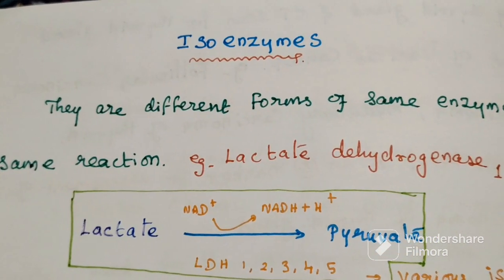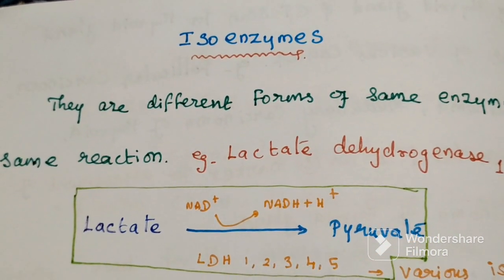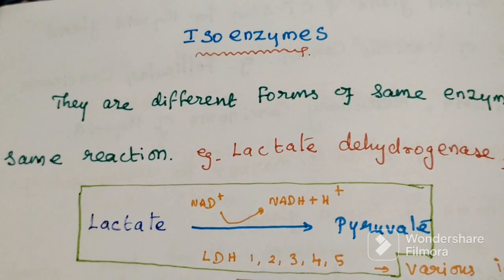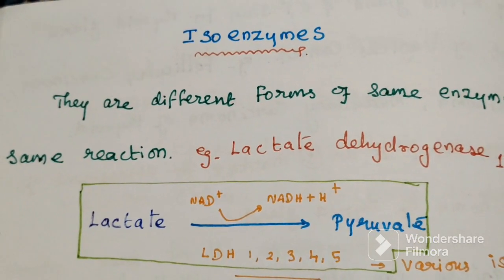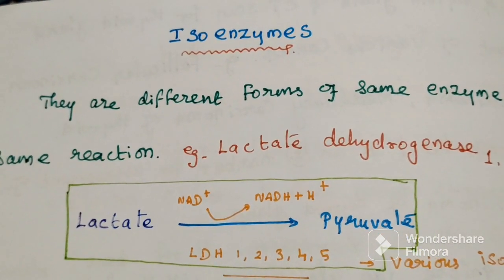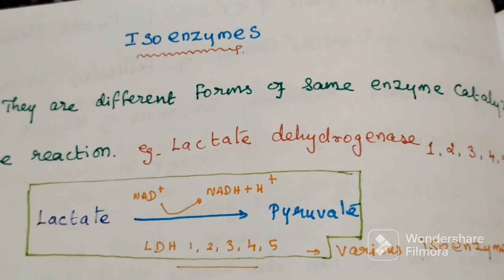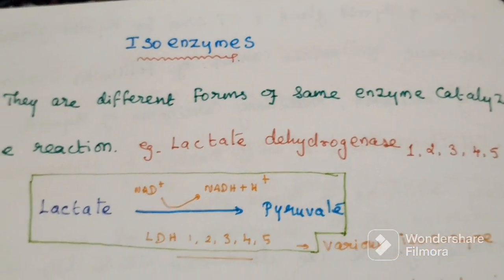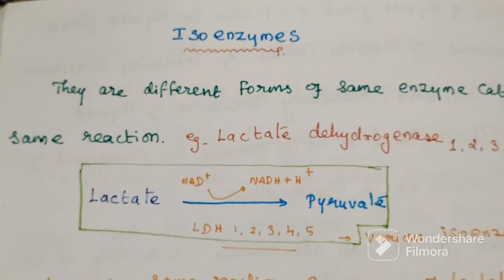In this video, we'll discuss isoenzyme. What is isoenzyme? How to define? Isoenzymes are different forms of the same enzyme catalyzing the same reaction.